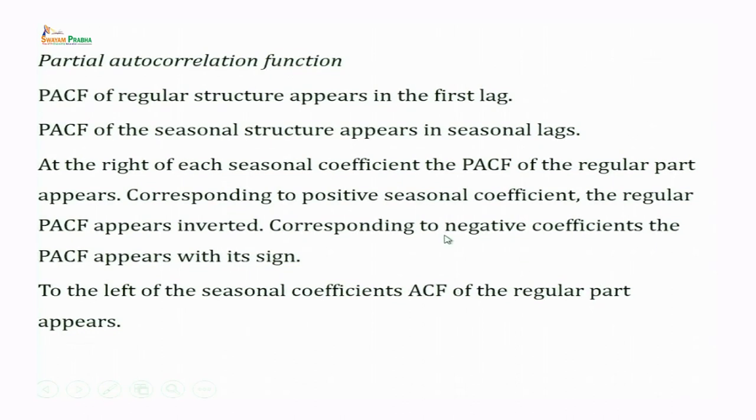Similarly, you can obtain the partial autocorrelation function also, although the expression for the partial autocorrelation function is more complicated. In PACF, the regular structure appears in the first lags, then the PACF of the seasonal structure appears in the seasonal lags. At the right of each seasonal coefficient, the PACF of the regular part appears, and corresponding to a positive seasonal coefficient, the regular PACF appears inverted. And corresponding to negative coefficients, the PACF appears with its sign. Then to the left of the seasonal coefficients, the ACF of the regular part appears.